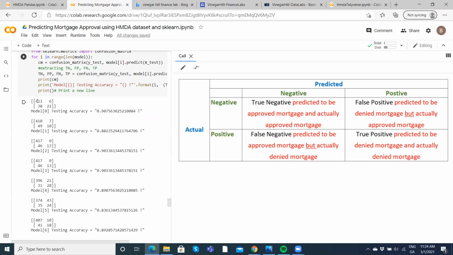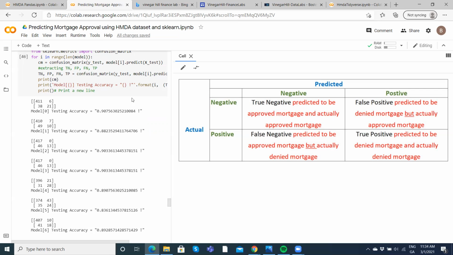And then we had true negatives, 411, who were predicted to be approved mortgage and were actually approved. So both the prediction and the actual coincide. The prediction about being denied and the actual coincide. But then we have the false positive, the 6 here denotes the false positive, predicted to be denied mortgage but actually approved. And then the 38, false negative, predicted to be approved mortgage but actually denied.